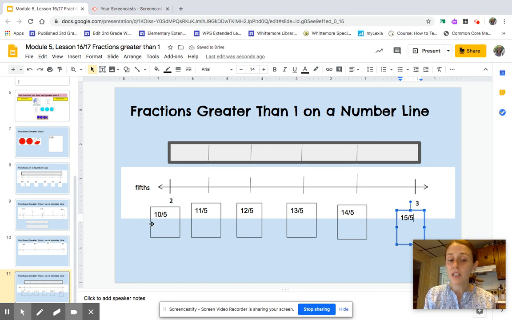And if you need a trick to help you check your work, just like I told you, 5 can go into 10 2 whole times. 5 can go into 15 3 whole times. So a little trick to check your work is you can divide this 5 into 15 to see if you get your 3 wholes.